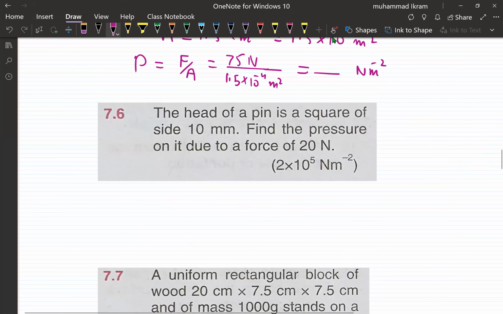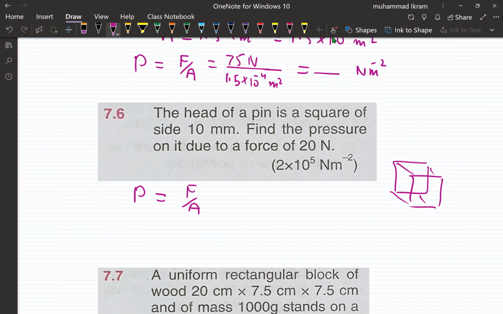The next one: the head of a pen is a square of side 10 millimeter. Find the pressure on it due to the force of 20 Newton. So again here, what is pressure? Force per unit area. The force is given, that is 20 Newton, but the area is a problem here. It is a square of side 10 millimeter. So this is 10 mm, this is 10 mm, and this is 10 mm. We are only interested in the base area, because the pressure is exerted there.